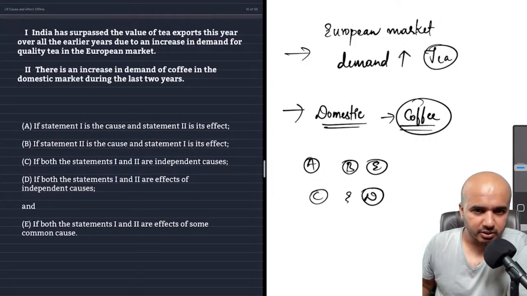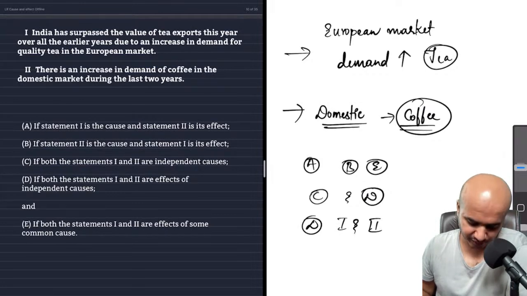So now, there is an increase in demand for coffee in the domestic market during the last 2 years. It could be because of some reason. And India has surpassed the value of tea exports this year over all the earlier years due to an increase in demand for quality tea in European market. They say because of increase in demand in Europe for our tea, the value of exports has increased. It is the effect of something else. So I would select option D, because both the statements 1 and 2 are effects of some common cause. So therefore, effects of some independent cause.